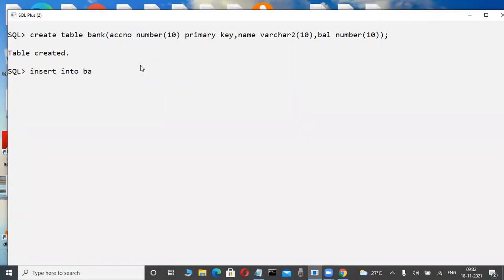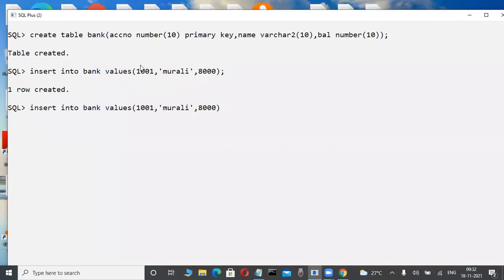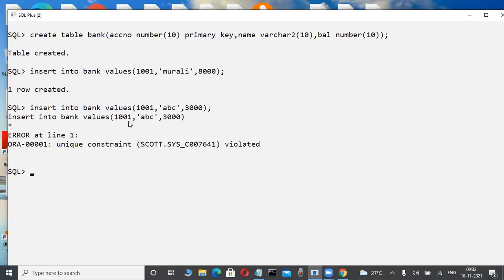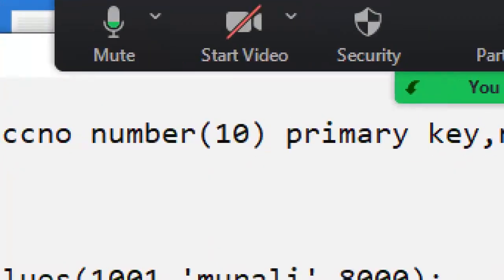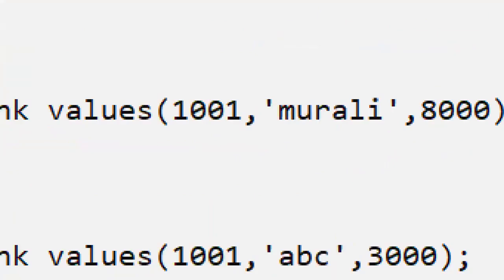Insert into bank values, here I'm using 1001, here my name, and here 8,000 is the salary. It's possible. Now check it out. Again I try to insert the same 1001, ABC as another account holder, and 3,000 as salary. Impossible. Why? Because duplicate data is not possible. That's why he defined the primary key. What type of data cannot be inserted, everyone knows.